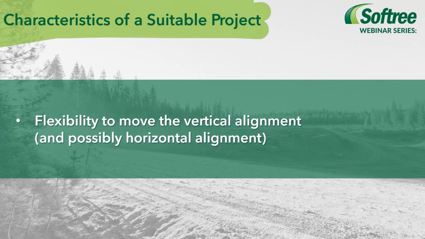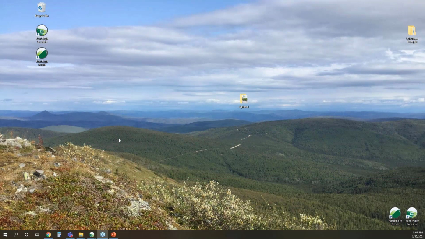If your vertical alignment is fixed, you're not going to be able to move the alignment up and down. So there's no savings there for you. And also if it's really constrained, it may be that there's not a lot of wiggle room to improve your costs. So with that, we'll jump out of the PowerPoint and jump into a few projects.